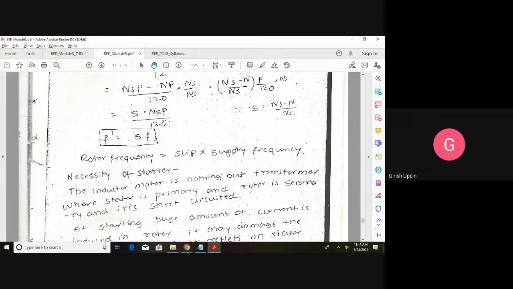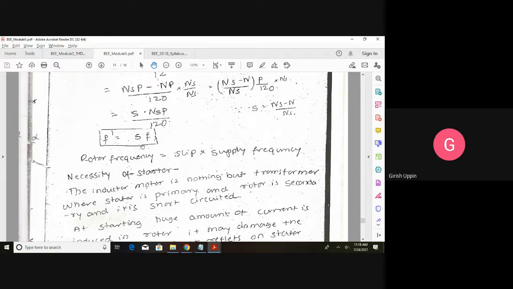N is 0, so Ns divided by Ns is 1. So this is 1 into 50 hertz. When the motor is about to start, what would be the rotor current frequency? It would be the same as the supply frequency. As the rotor starts rotating, it picks up the speed.